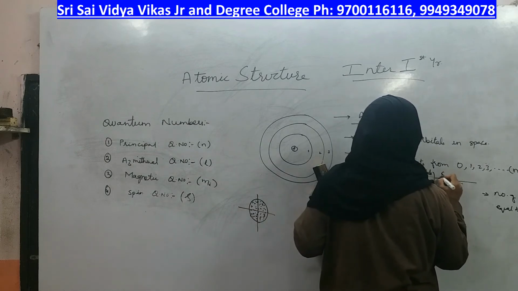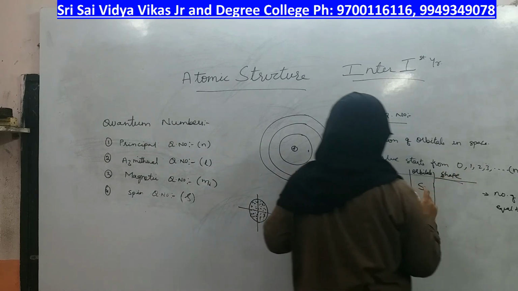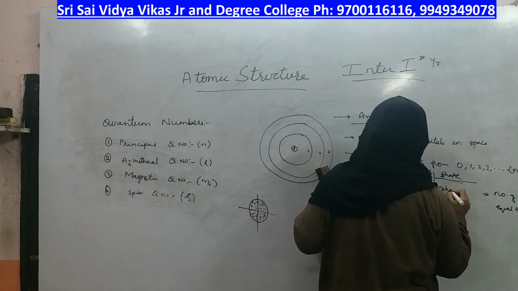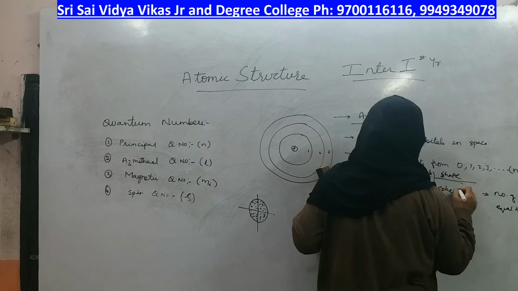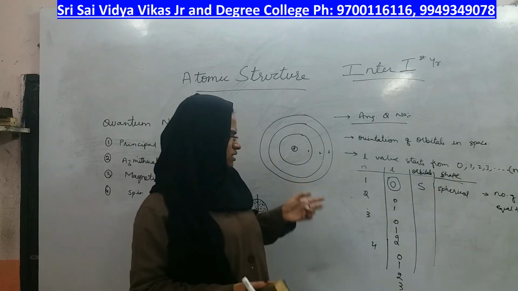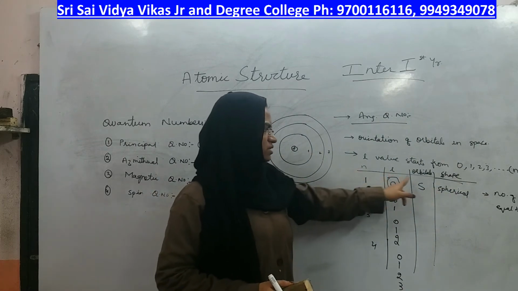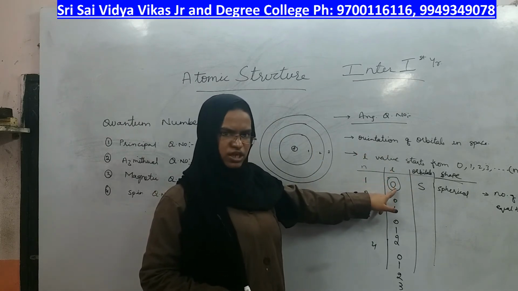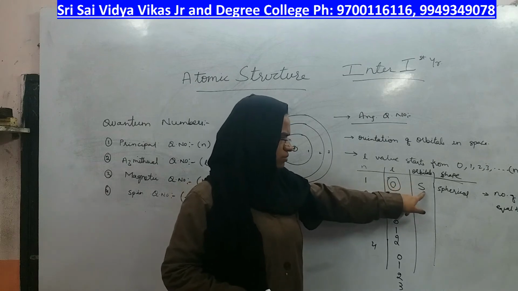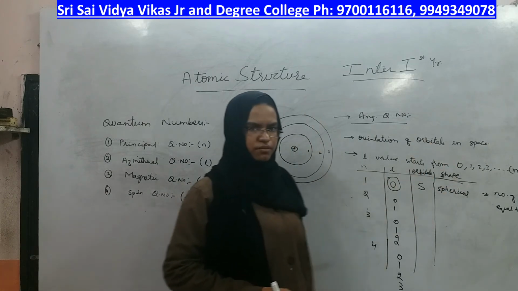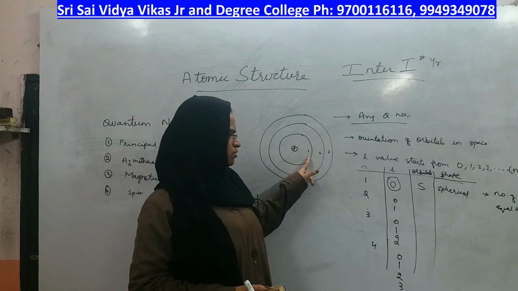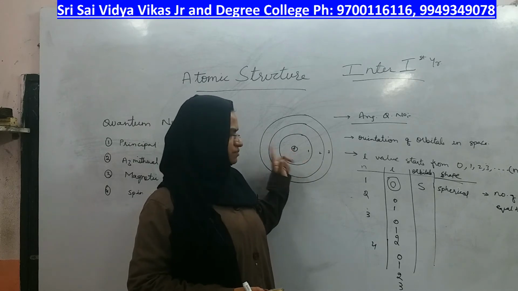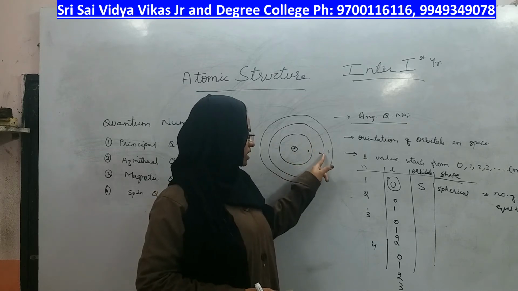Now coming to the shape. For s orbital, the shape is spherical. Coming to the next, that was the first main shell. In the first main shell, there is only one subshell, it has only s orbital, and it has a spherical shape. It is very small and very near to the nucleus, therefore its energy will be very less. Now let us go to the second main shell.